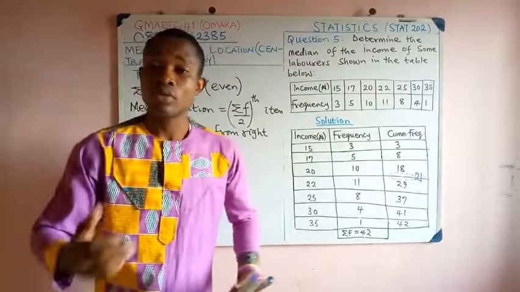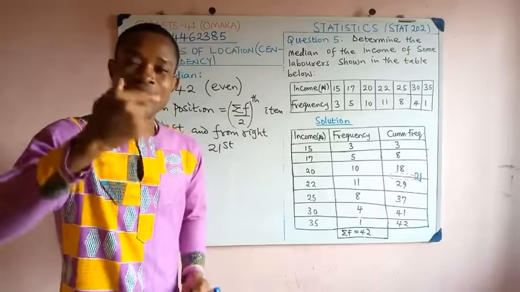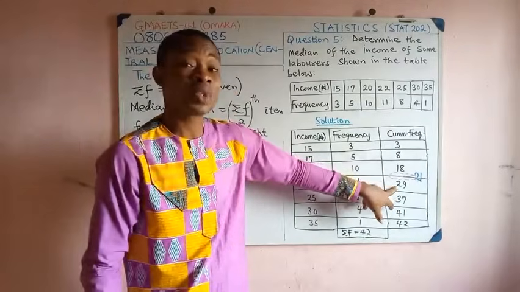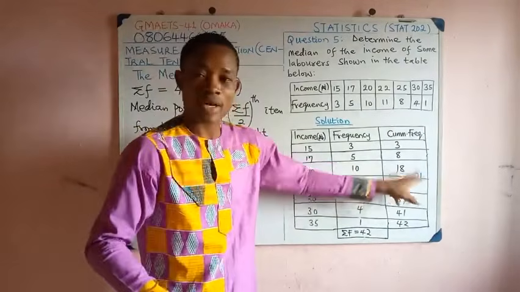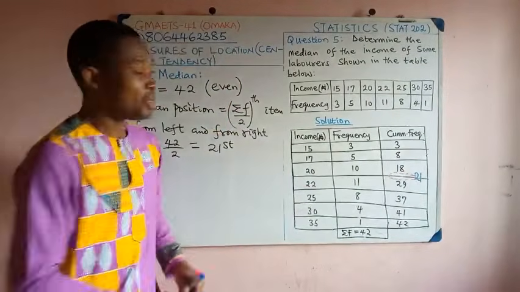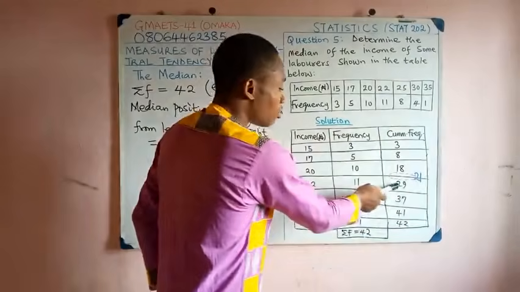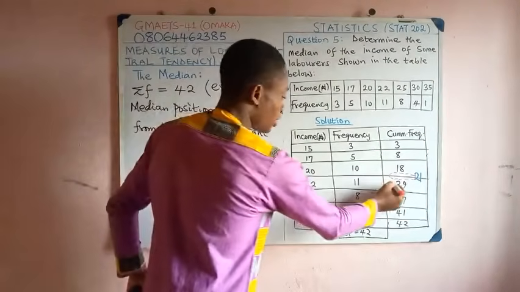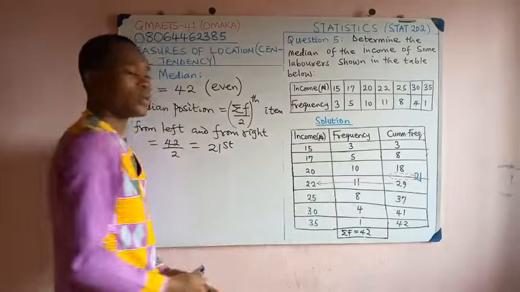So what do we do? You are going to pick the next higher cumulative frequency. And the next higher cumulative frequency is what? 29. Just greater than 21, as you see from the cumulative frequency column. Hence, it is the income of this 29 that we're going to use to obtain our median. So I'm going to trace it this way. I'm going to trace it.